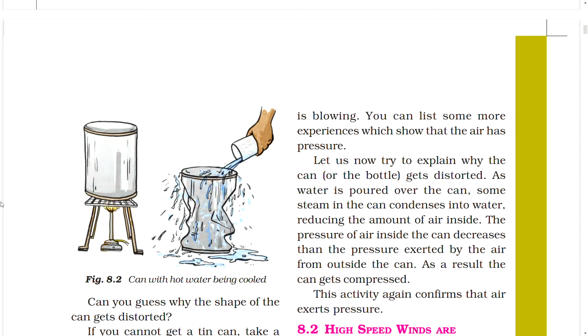Let us now try to explain why the can or the bottle gets distorted. As water is poured over the can, some steam in the can condenses into water, reducing the amount of air inside. The pressure of air inside the can decreases compared to the pressure exerted by the air from outside the can. As a result, the can gets compressed. This activity again confirms that air exerts pressure.